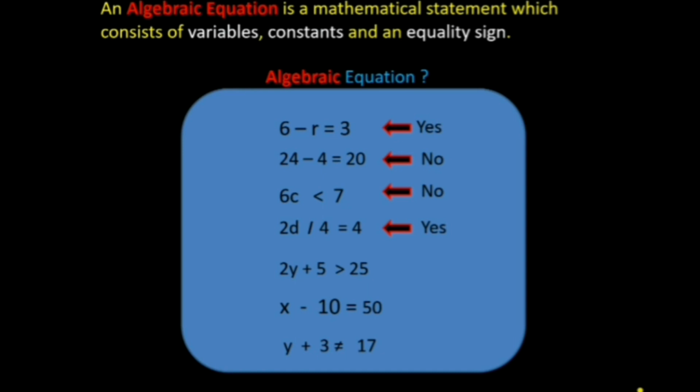2y plus 5 greater than 25. No, it is not an equation. There is no equality sign. X minus 10 equal to 50. Yes, it is an equation. Y minus 3 is not equal to 17. Even though it has a variable, there is no equality sign. So, it is not an equation.